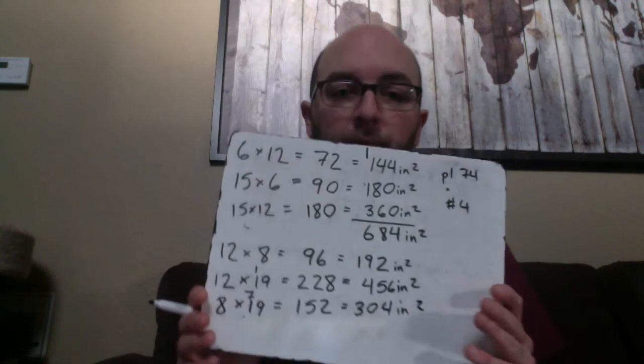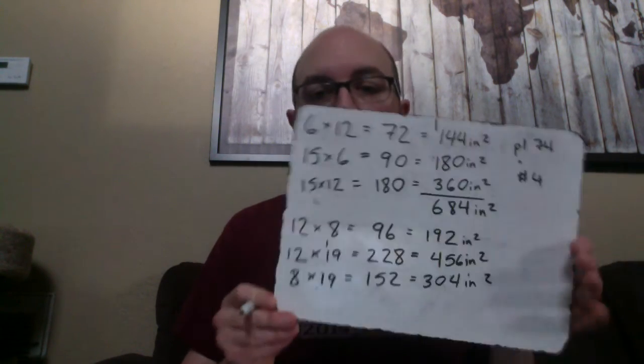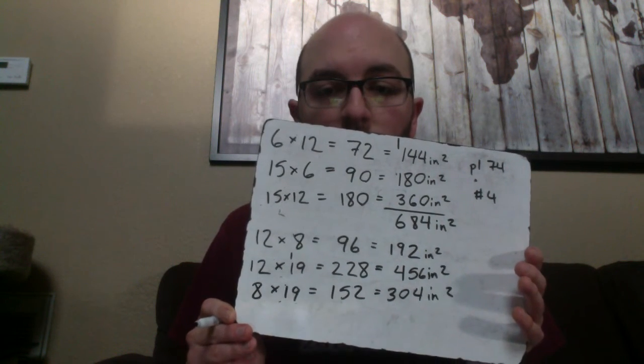So 19 times 8. 8 times 9 is 72. 8 times 1 is 8, plus 7 is 15. We get 152 for the top and the bottom. Then we need to double that, so that gives us 304 inches squared. So for the top and the bottom, we have 304 inches squared.